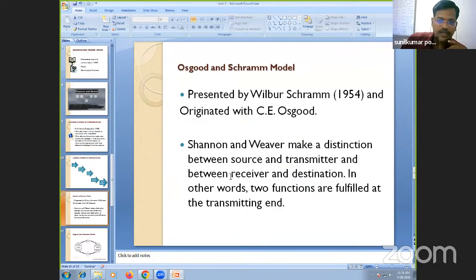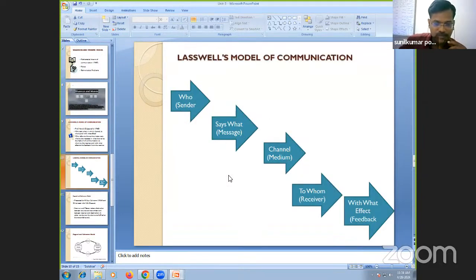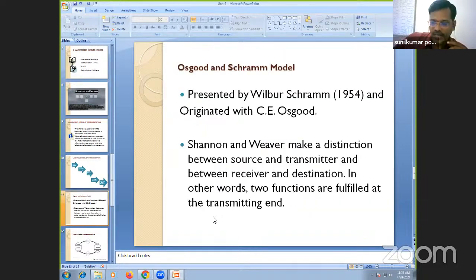Next one is the Osgood and Schramm model. Maybe Laswell's communication model is also clear, I think so. You only have to remember these five words that I have mentioned on the screen share. This is Laswell's model. Next one is the Osgood and Schramm model.